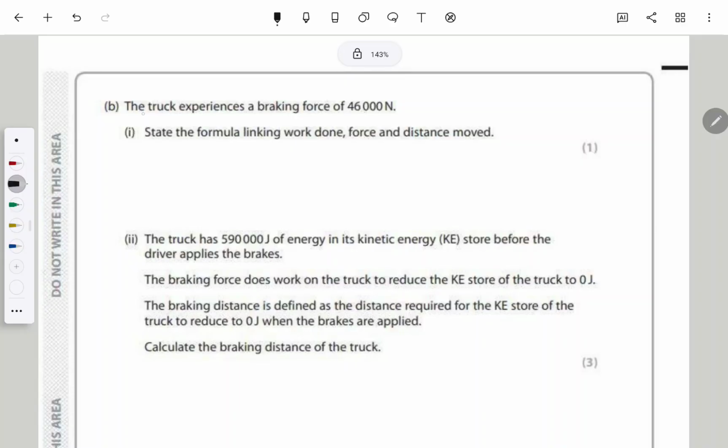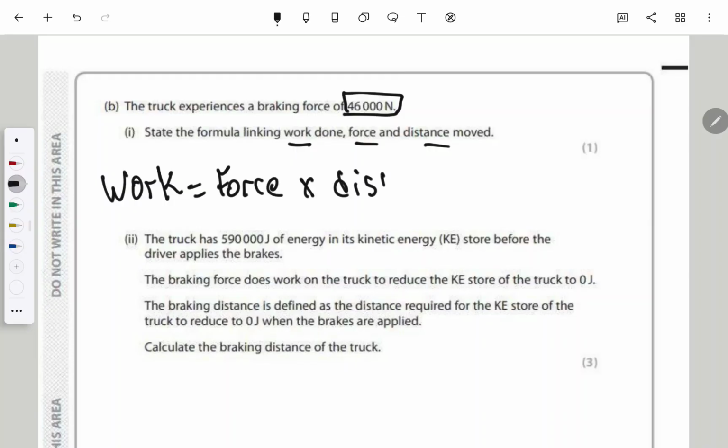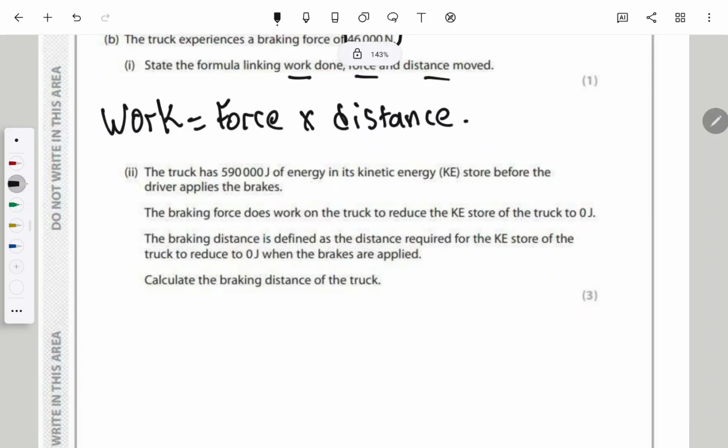Look here, the truck experiences a braking force of 46,000 newtons. Alright, state the formula linking work, force, distance. And we studied work in this chapter. The formula is work equals force multiplied by distance. Good.